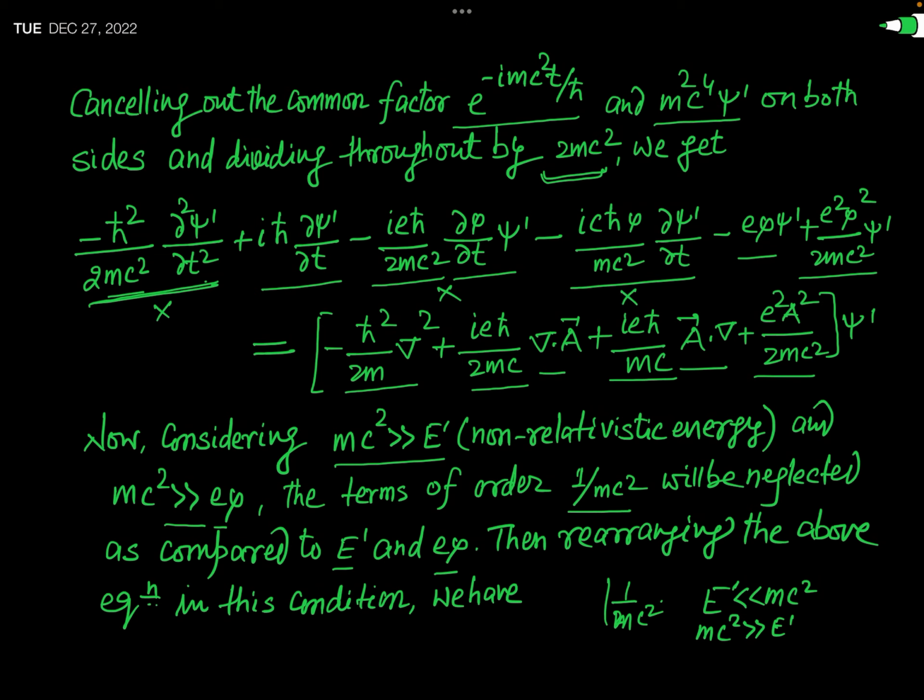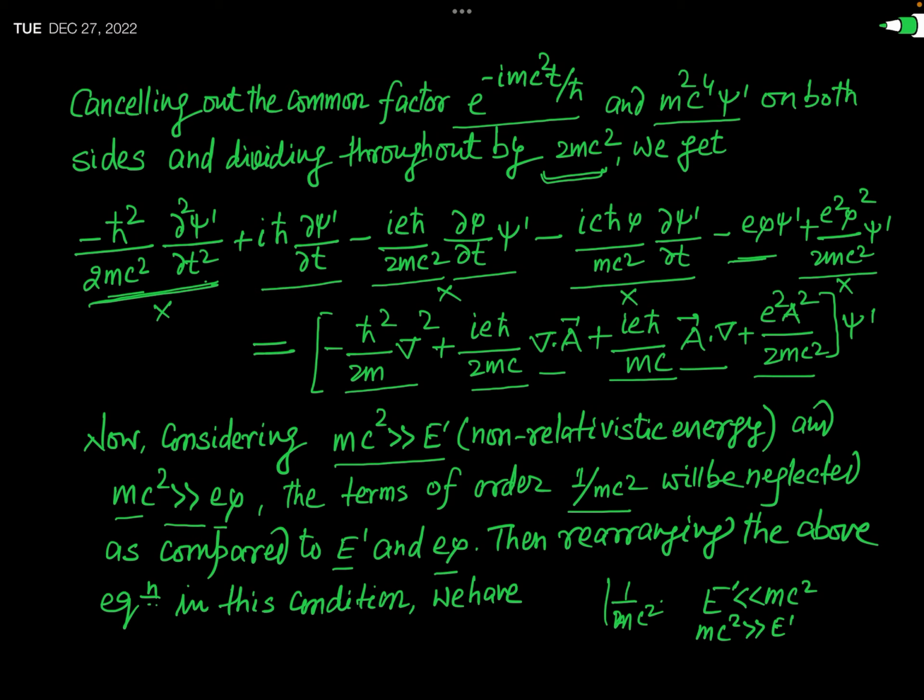I am just crossing the terms which will be neglected. This term also contains mc square in denominator, so this will also be neglected. And this term also contains mc square in denominator, so this will also be neglected. And this E phi term, it is also very small because I have considered that mc square is much greater than E phi.